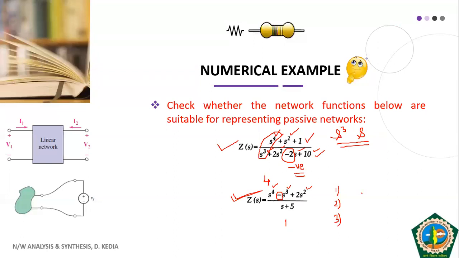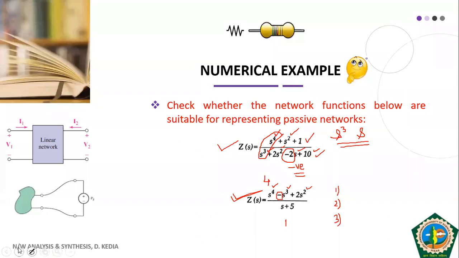These are some of the points that we could notice while observing the network function related to this passive network. I hope all of you have followed the concept of network functions, then the poles, the zeros, and the locations of the poles and zeros, and the determination of the suitability of a network function for representing a given passive network.